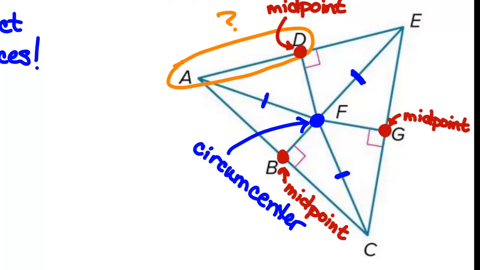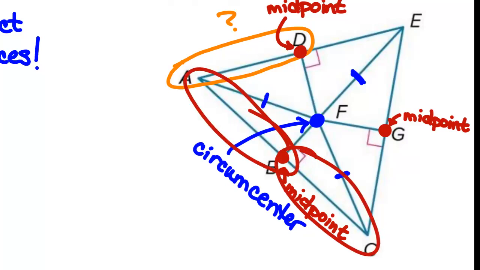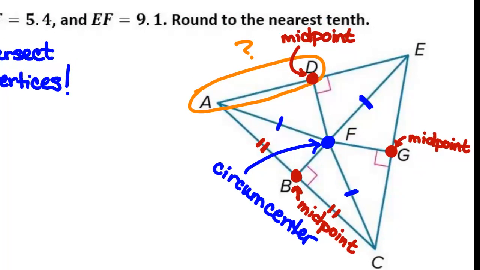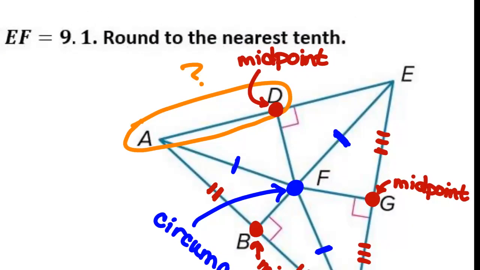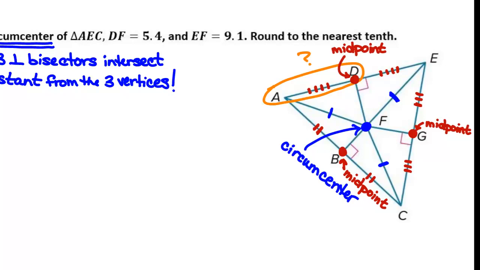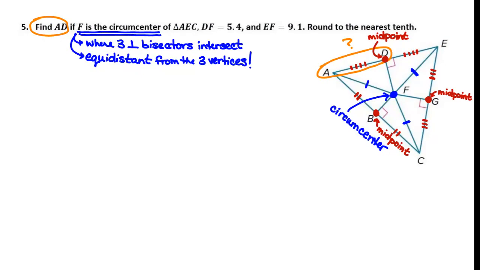If B is the midpoint of this side, what does that mean about AB and CB? They are congruent. What about CG and EG? They're congruent. What about AD and ED? They're congruent. All right. I think I've done all the marking up I can using that word circumcenter. That's a whole lot going on in my triangle. We'll see which pieces we need to actually answer this question.